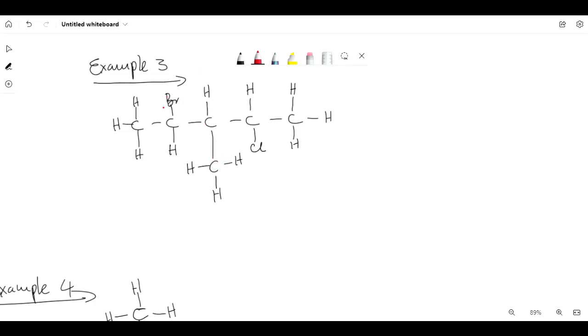So now we have Br and Cl competing. Between Br and Cl, which comes first in our alphabet is the B, right? So the B comes first before C. So now it means that I will start numbering from this side. 1 2 3 4 5.